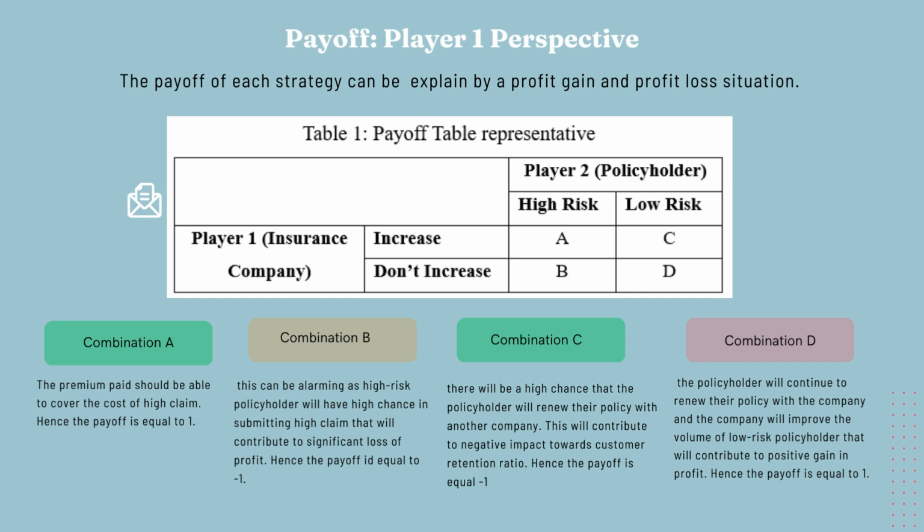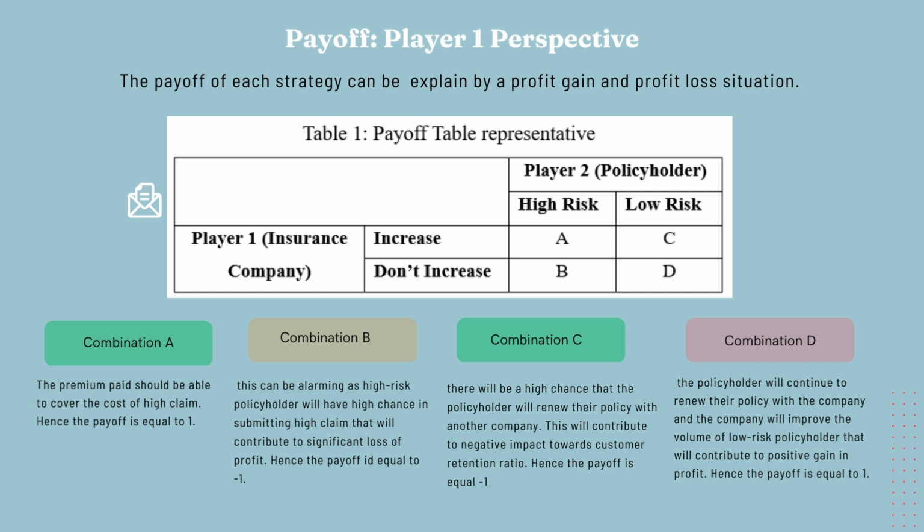So when player one increases the premium while player two is high risk, which is good, because this is what they want. The premium should be able to cover the cost of high claims. Hence, they are very happy with their actions. The payoff is going to be equal to one.